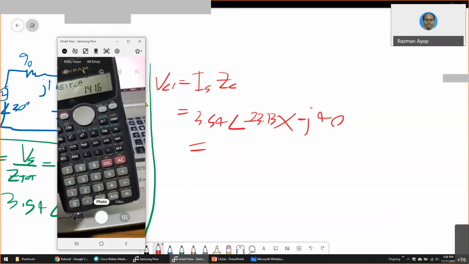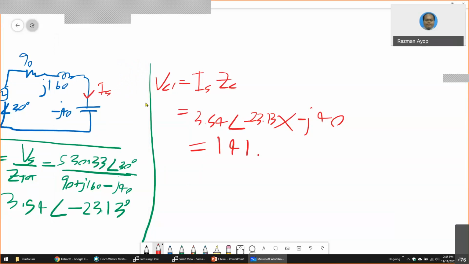So 141.6 angle negative 113.13 volt. Don't forget the unit. This one is ampere. That is how you use Ohm's law.